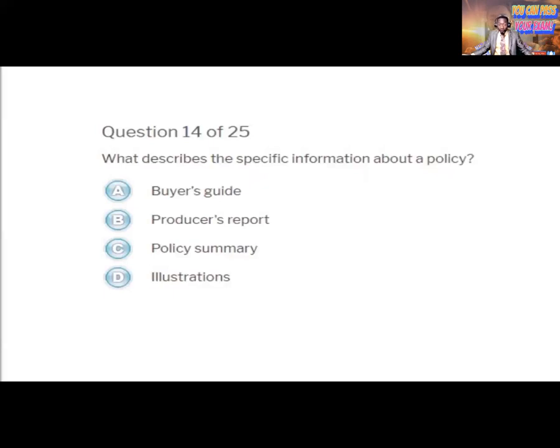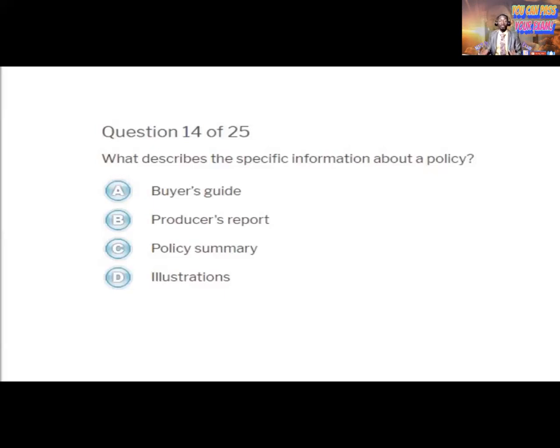I'm going to read the question and give you about 5 seconds so you can pick the answer. The question says: what describes the specific information about a policy? A, buyer's guide. B, producer's report. C, policy summary. And D, illustrations.